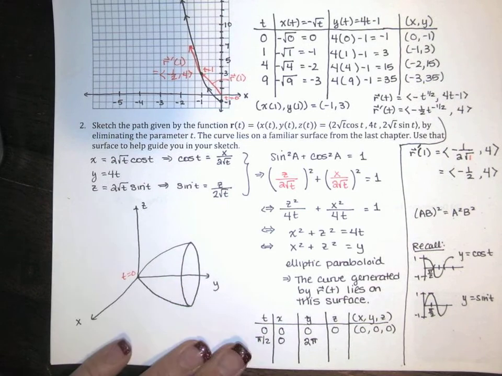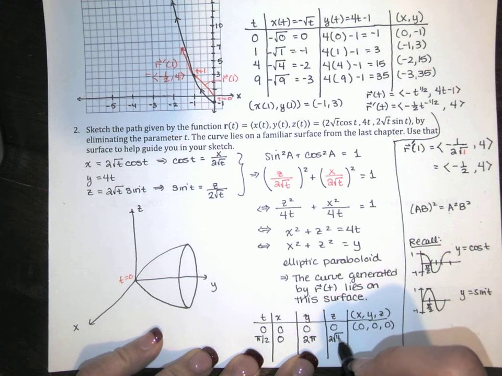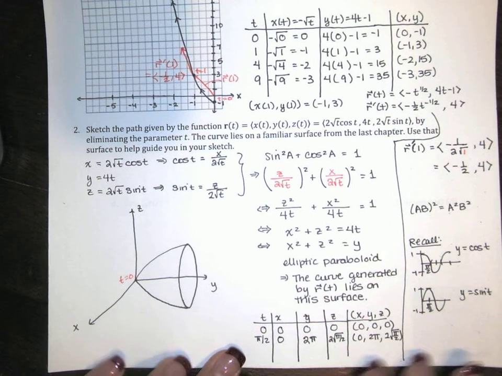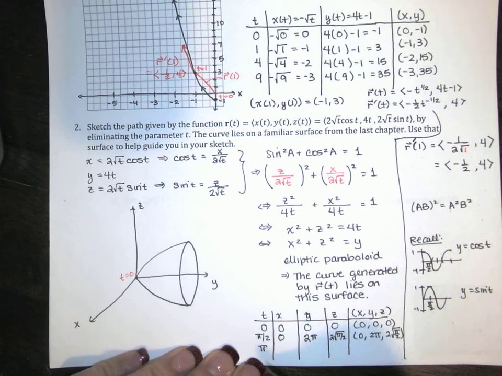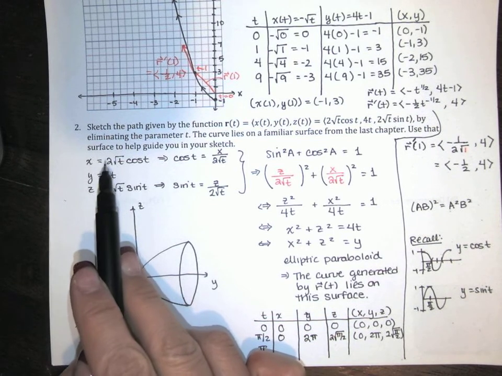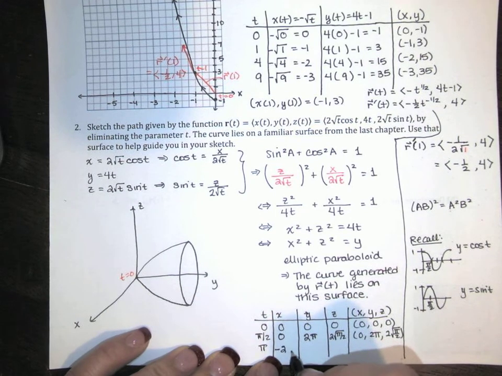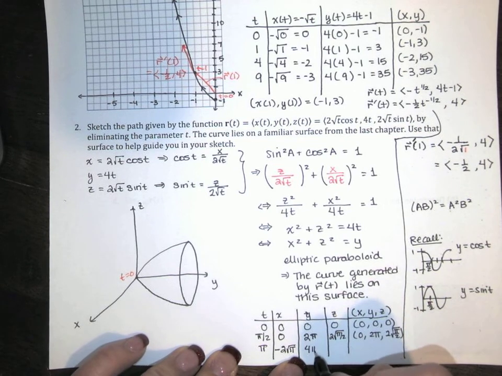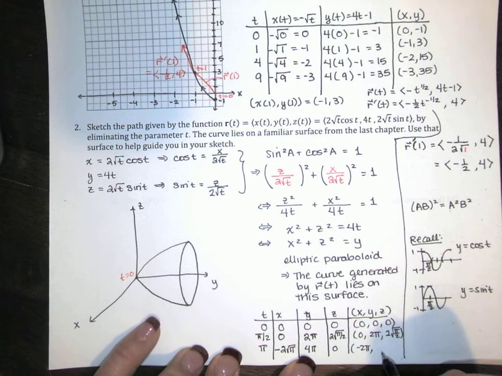So I get 2 times square root of pi over 2 for my z value. So we're at this location, 0, 2 pi, and 2 times the square root of pi over 2. Now, just to see what's going to happen, let's plug in pi. At pi, we get 2 times square root of pi times cosine of pi, which is -1. So this is -2 square root of pi. Y is going to be 4 pi. And sine of pi is 0. So we're at this location.